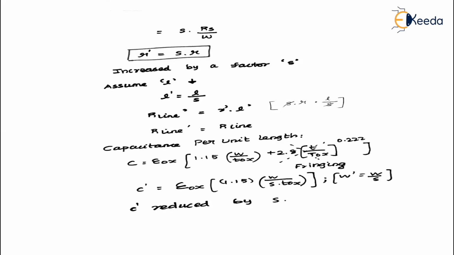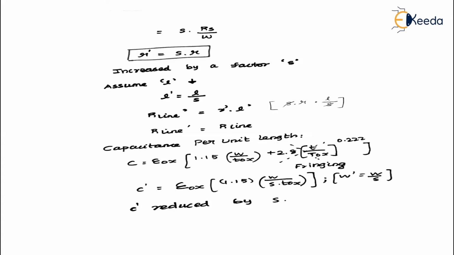Now we shall see what is going to happen to the capacitance per unit length, that is, we shall see about C line also. We know that C is given by this expression. The first term is the normal capacitance, and the second term is due to the fringing effect. I'm not going into the depth; I'm just giving you the equation of the capacitance per unit length. Now, if I change the width, what is going to happen to my capacitance? That's what we want to see.